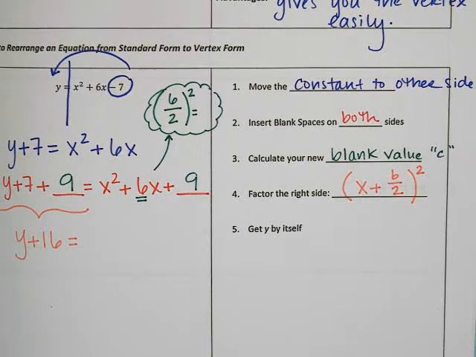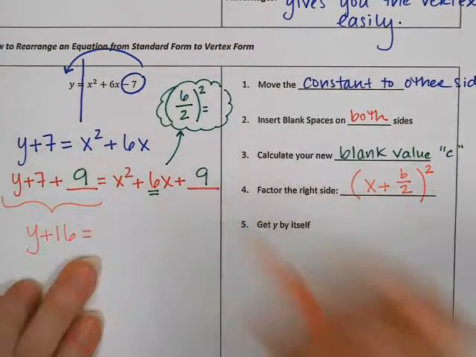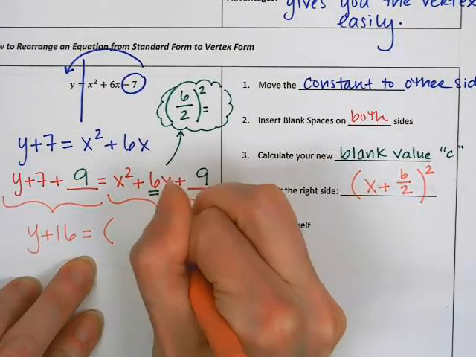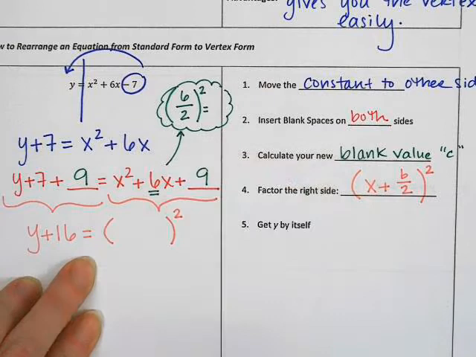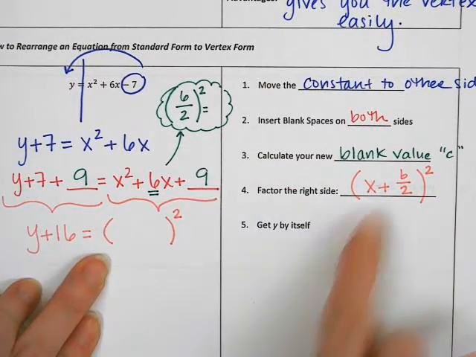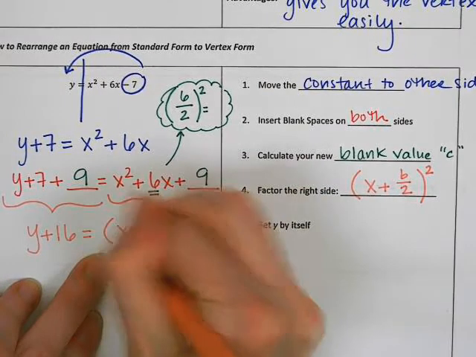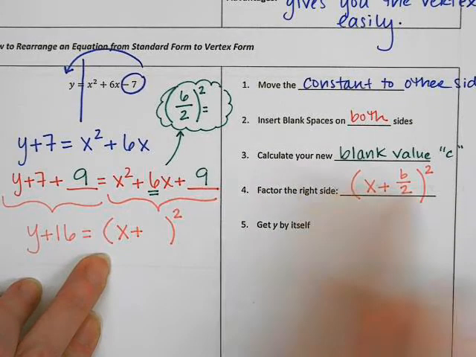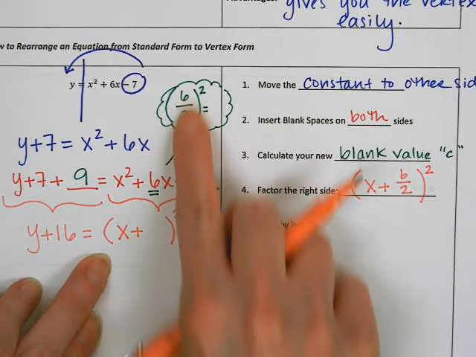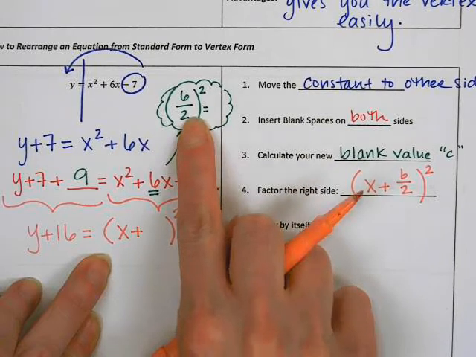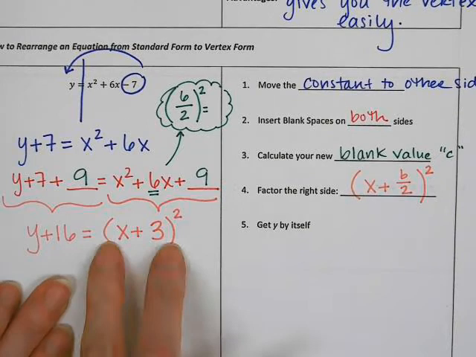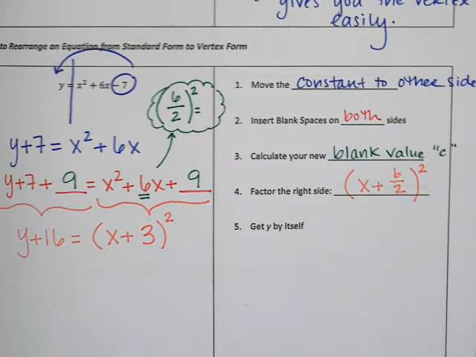I know this seems weird, but bear with me here. This side is going to factor into a perfect square, always. And in class, we'll talk more about it. It's always going to be x plus b over 2. What was the b over 2 part? 6 divided by 2 is 3, right? It's just that part, and then it's the whole thing squared.